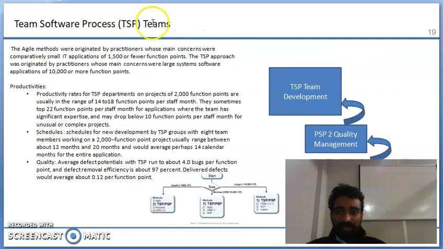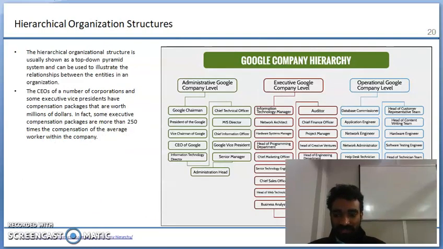And in the team software process, first a person has to learn the personal software process. A person has to have a complete understanding of the personal software process. After that, we can form a team and then work together in a team. This is regarding the team software process system, and this is used for large-size projects, not the small-size projects. The small-size projects use the agile methodology.